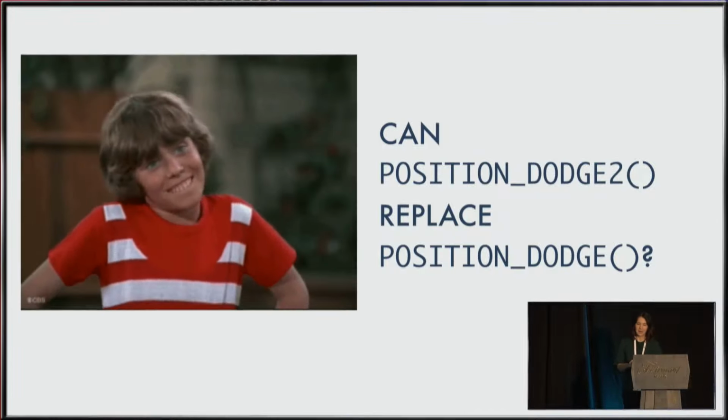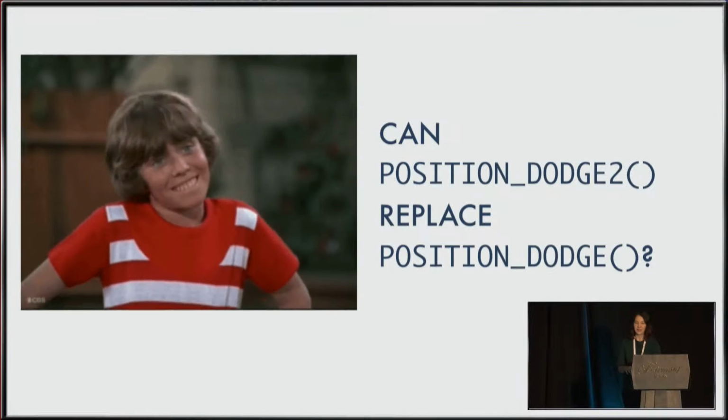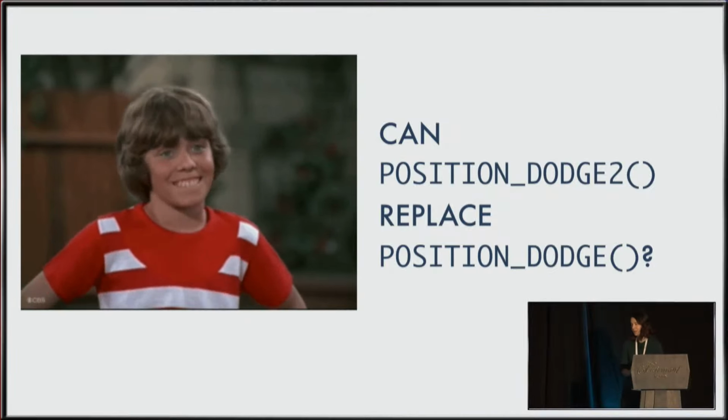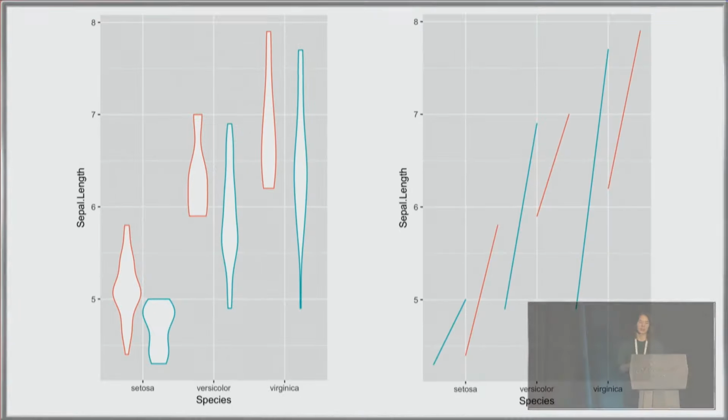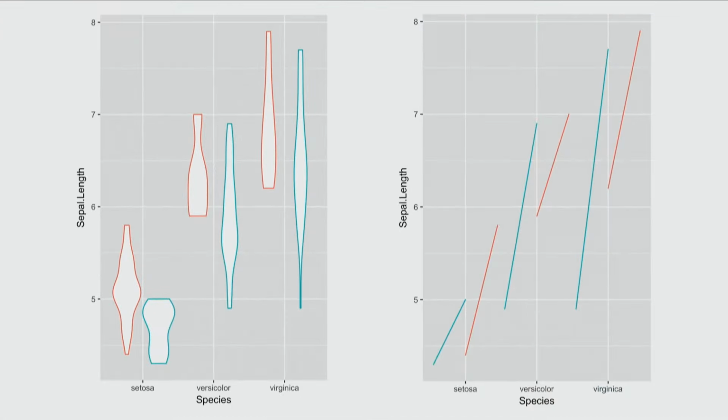But alas, when I tried this out, I found that it still didn't work for violin plots and dot plots, which also sometimes get dodged in ggplot. So violins, which look like this on the left, sorry, Hillary, just become slanty lines with position dodge 2 too.